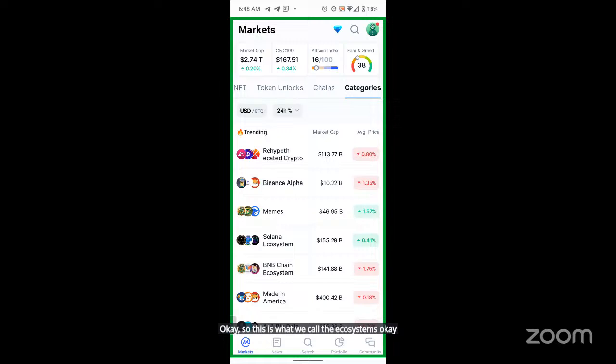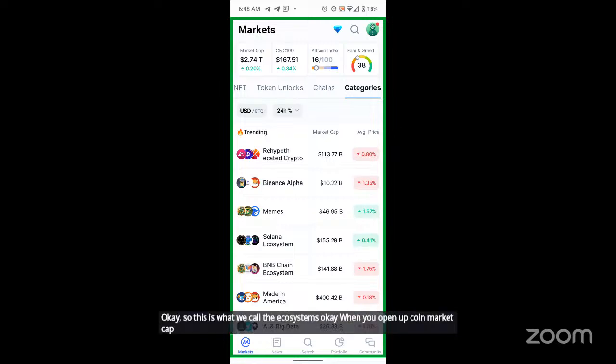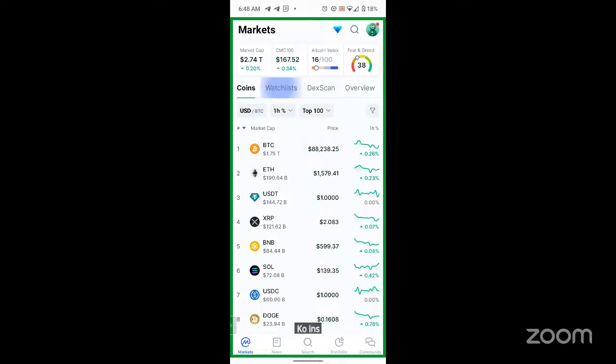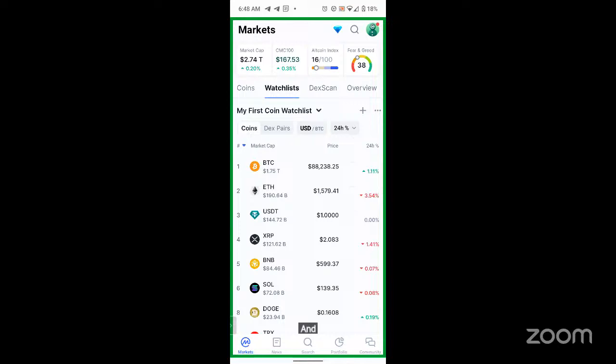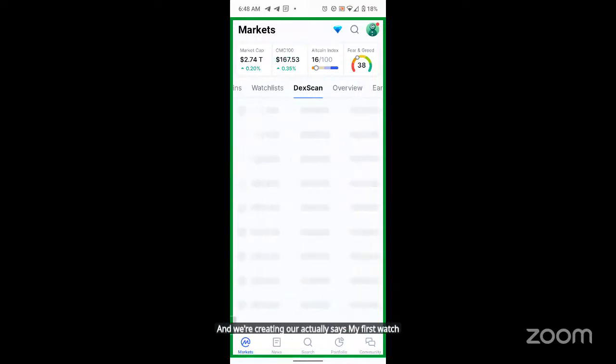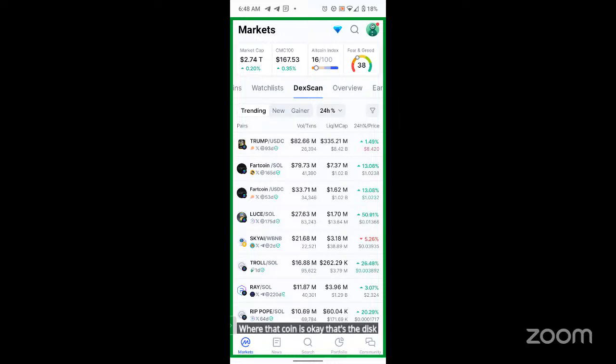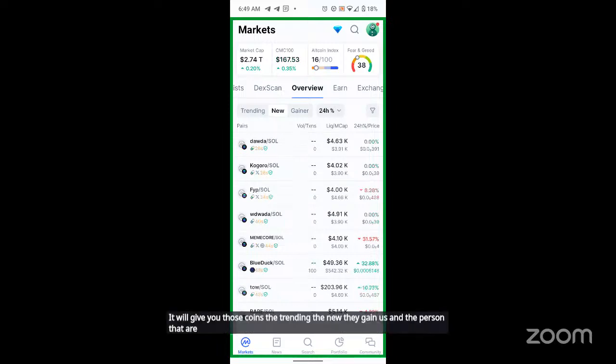When you open up CoinMarketCap, you can create a watchlist of coins. My first watchlist, you can go to DEX scan. If you have any coin you want to know about, you just bring your contract address, paste it here, and CoinMarketCap will show you where that coin is. Okay, that's the DEX scan. Then you have the overview. When you tap on the overview, it will give you those coins, the trending, the new, the gainers, and those that are trending in the 24 hours. So you have the earn, you leave it.